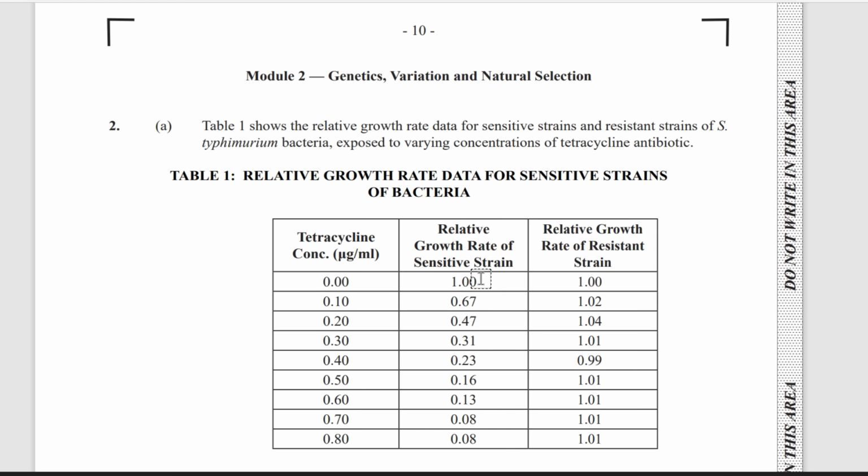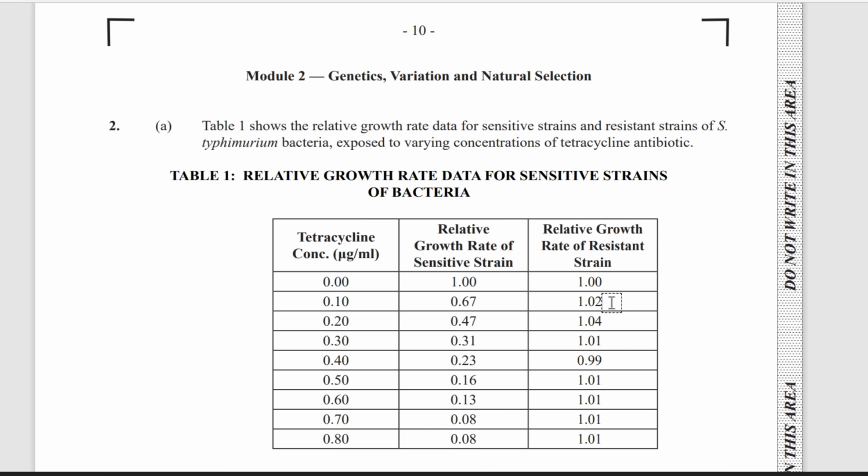You'll see here that the sensitive strain is the one you'd expect dead. So this is going down as more and more antibiotic is added, right? Because again, it's sensitive and not as strong. Now, what you notice about the resistant strain, as this tetracycline concentration goes up, is that it more or less remains the same. It remains sort of constant, at least within a margin of error.